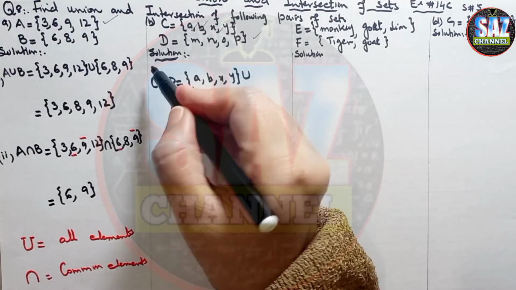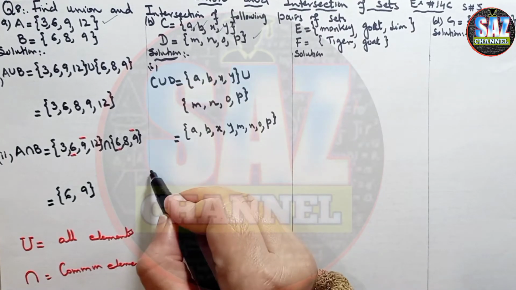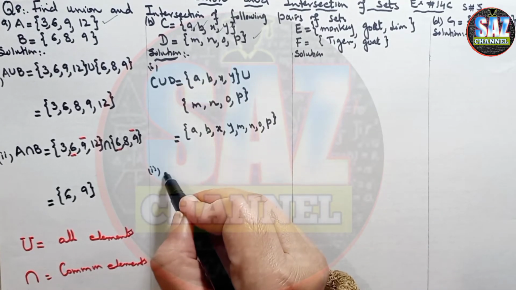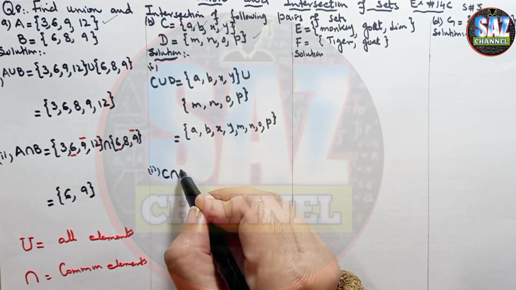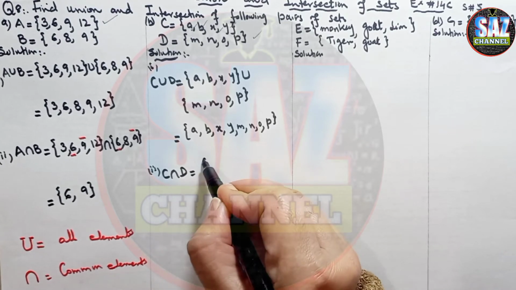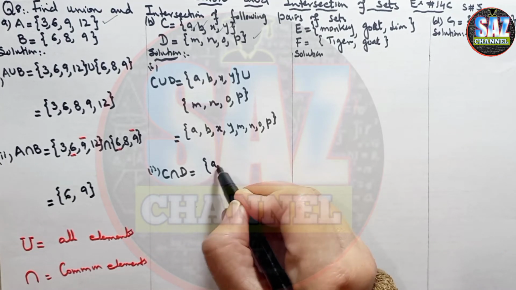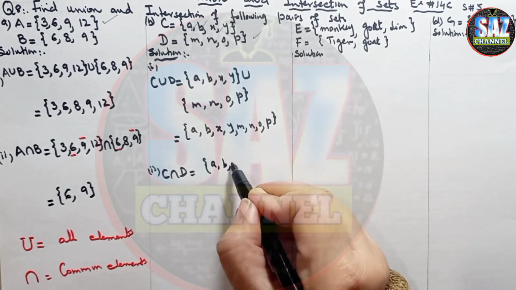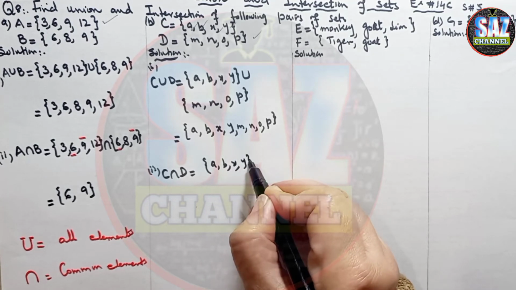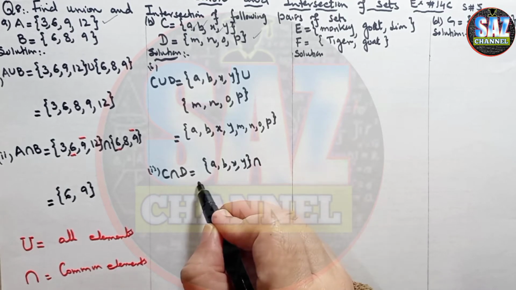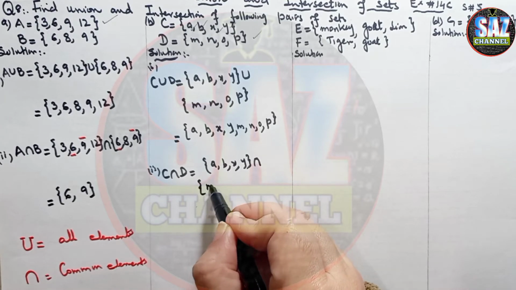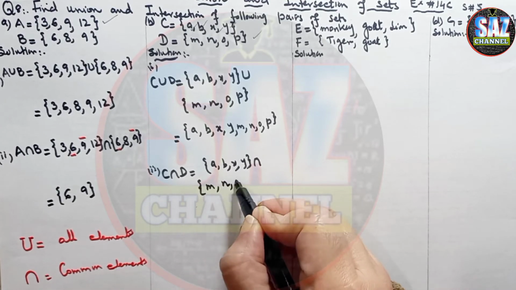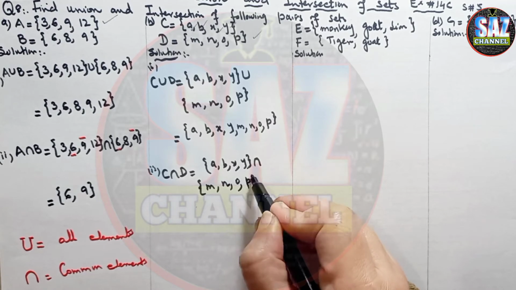And now the second part is that we have to find the intersection. So C intersection D. Intersection means the common elements. C is having the elements A, B, X and Y, and intersection is with set D, M, N, O and P.